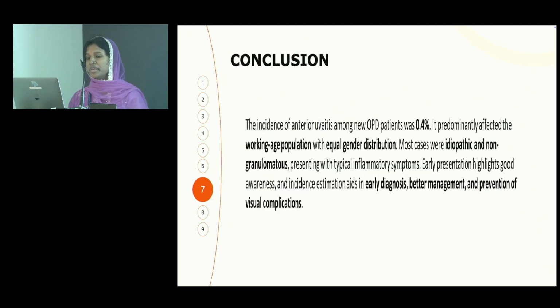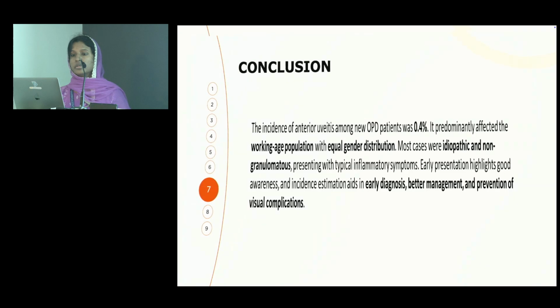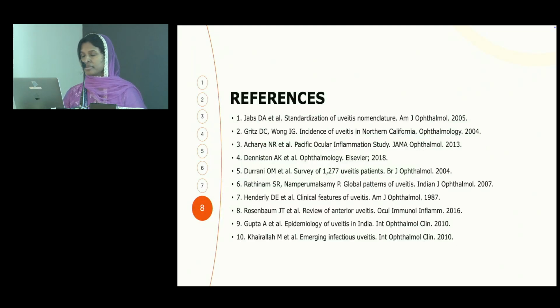In conclusion of my study, the incidence of anterior uveitis among new OPD patients was 0.4%. It predominantly affects the working age population with equal gender distribution. Most cases were idiopathic and non-granulomatous, presenting with typical inflammatory symptoms. Early presentation highlights good awareness, and incidence estimation aids in early diagnosis, better management, and prevention of visual complications. These are my references.